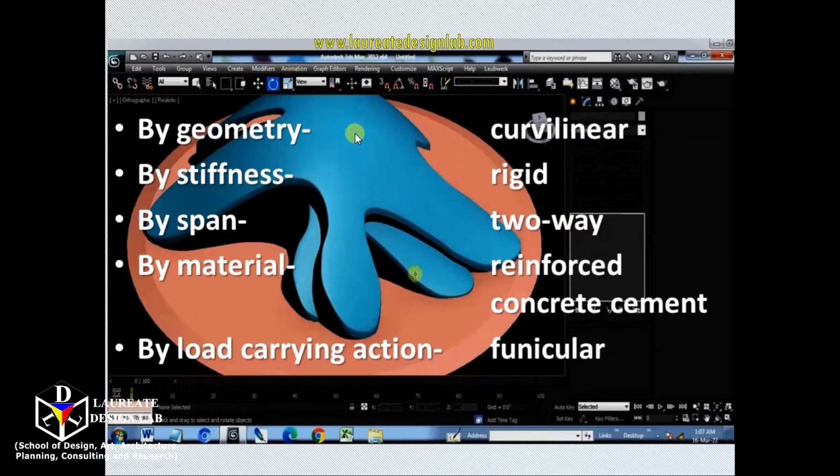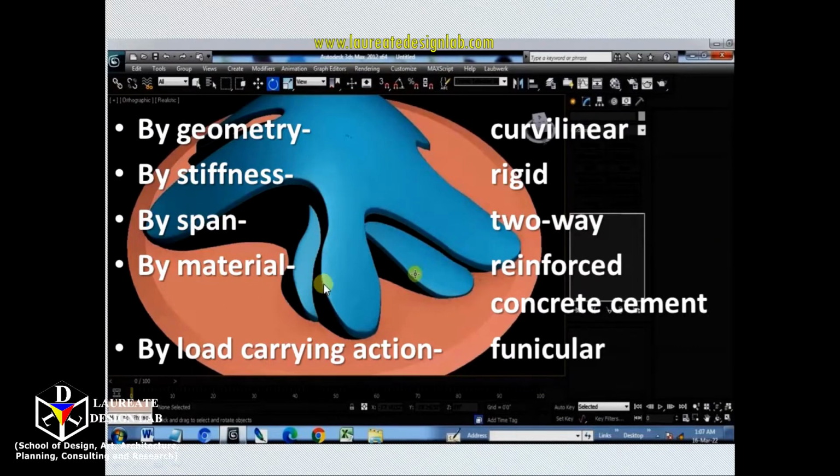Based on what we have learned just now, the classification of the structure. So this is the structure made in a software. So typology by geometry, this structure is curvilinear. By stiffness, it is rigid, means it is made up of RCC or material like that. By span, it's two-way, so the action is happening in this direction and in this direction too. That is why by span it is two-way.